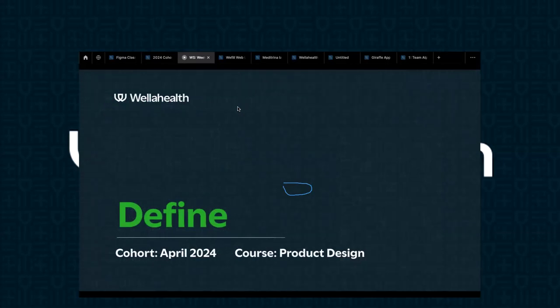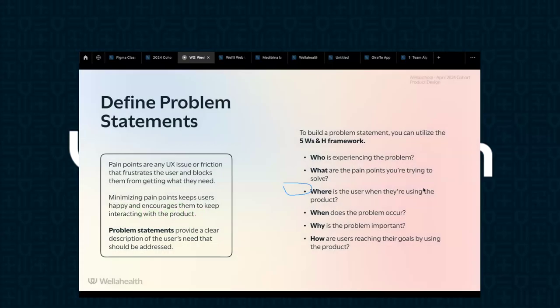So now we're in the define side of the thing. Now you've understood the problem, you've empathized with the user, you've used tools of empathy to understand the user. Now we are in the define stage, right? So defining is essentially defining the problem. What exactly is the problem? The problem statement provides a clear description of the user's need that should be addressed, right?